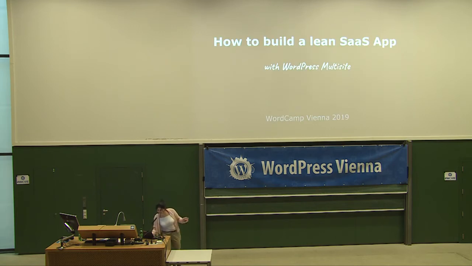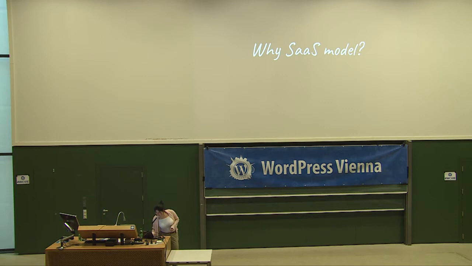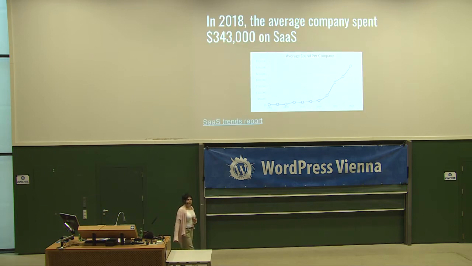I don't have a clicker, so I'll be running here and there. Yeah, so why SaaS model? In 2018, the average company spent $300,000 on software as a service applications. This is 78% more than the previous year, 2017, and this is twice more than average company spent on laptops. Just think about this: companies are spending twice more on software as a service applications than they do on hardware. So isn't that the nice reason to think about this model when thinking about the startup?